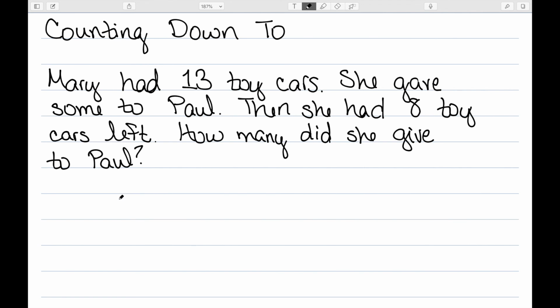For this, we start at 13 and count backwards until we reach 8. So we start at 13, 12, 11, 10, 9, 8. And we can see we have 5 fingers raised, so the answer is 5. She gave 5 toy cars to Paul.